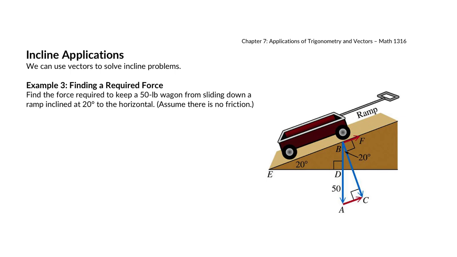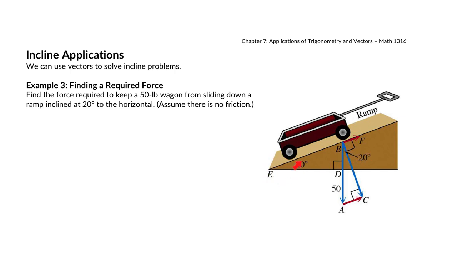We're going to try to find the force required to keep a 50-pound wagon from sliding down a ramp that has been inclined at 20 degrees to the horizontal, and assume there's no friction. So we're going to have to hold it up there somehow, and we want to know what force is required to hold it up there. We see in this image that this angle right here is 20 degrees. I'm giving you a hint here. Where else does it say 20 degrees?